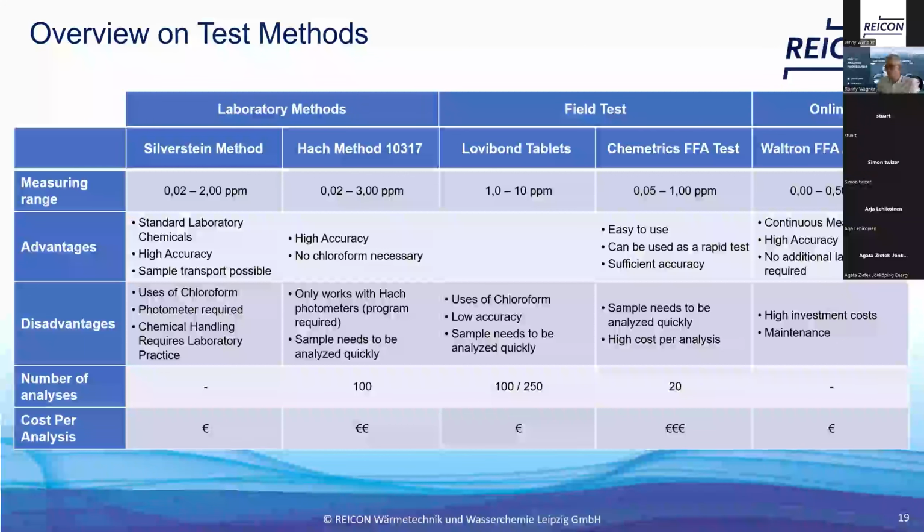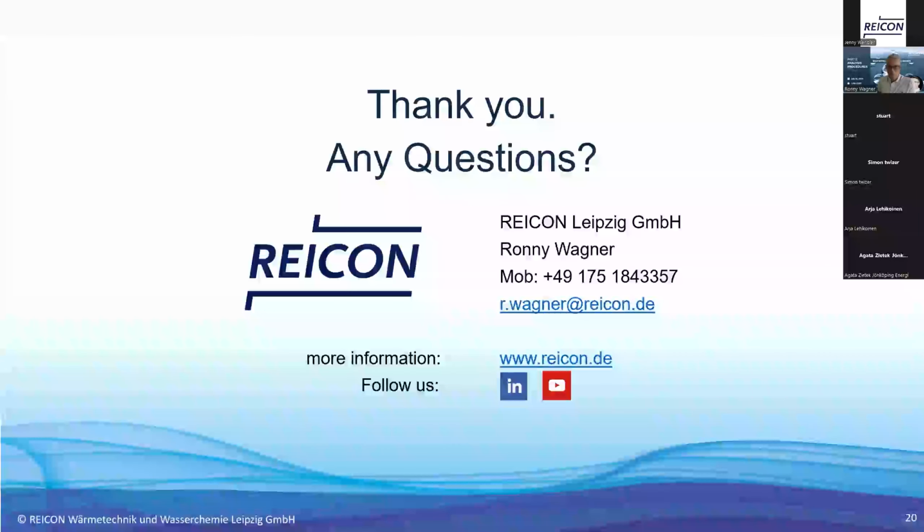And last one is the online analyzer, which is really recommendable for all continuous application or continuous dosing applications, where you have also some more experience with online analyzers. So this is a very good thing to have. Okay, this was the quick overview on the laboratory and test methods for film-forming amines. If you have any questions, I would be happy to answer them.